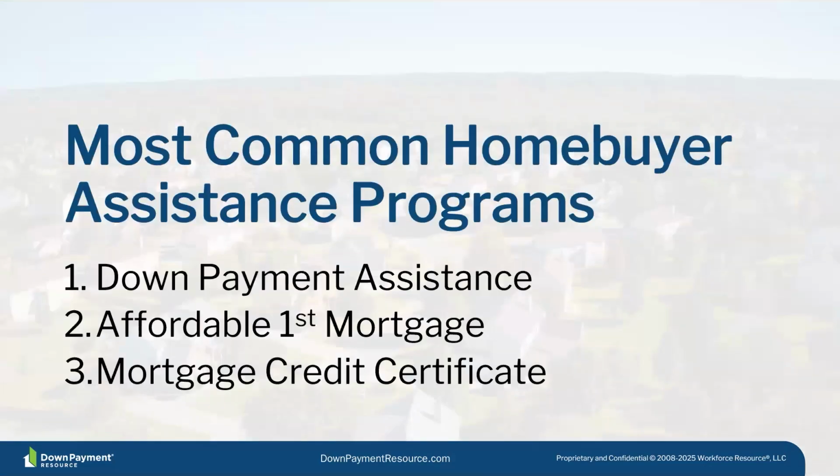The three most common types of homebuyer assistance programs are the down payment assistance program, affordable first mortgages, and mortgage credit certificates. There are variations and certainly many other names for each type of program. And that's kind of what we're going to clarify a little bit as we learn how each one of these works. But remember, as we go, no two programs are exactly the same. But we're going to learn the basics today of each type so that you can understand at a glance what your options are.